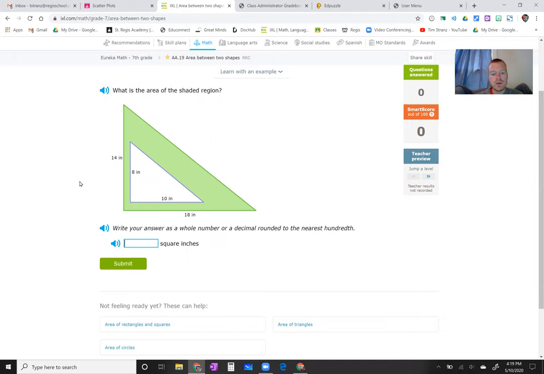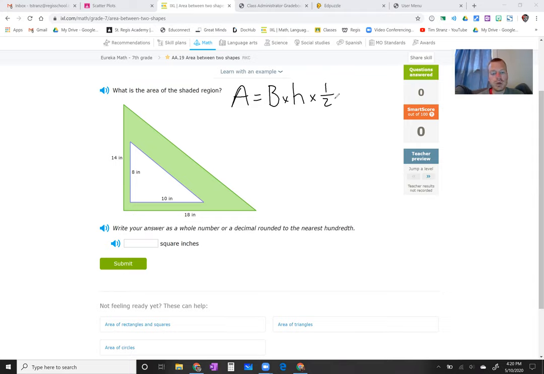So let's do this first one together. It says, what is the area of the shaded region? So we need to find the area of the green. In order to do this, we need to find the area of the big triangle, find the area of the small triangle, and then subtract the two. So let's first do the big one. Remember, area of a triangle is base times height times 1/2, or divided by 2.